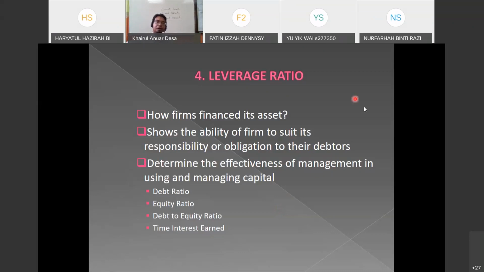So, leverage ini akan menjawab, this leverage answer, how firm finance its asset. Okay, bagaimana syarikat membiayai aset. Adakah kita beli aset tadi secara tunai? Kebanyakan syarikat tak beli aset secara tunai. So, bagaimana mereka membeli aset? Of course, macam apa tu Zira cakap, kita beli aset secara hutang.